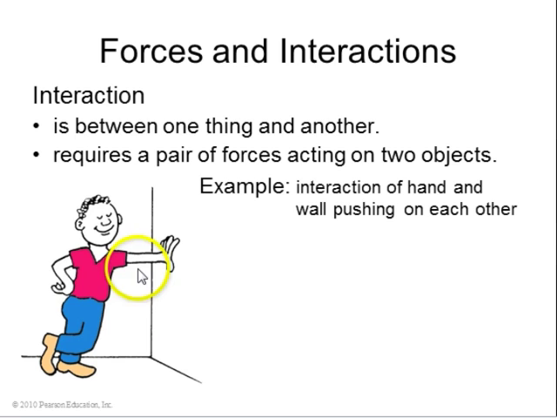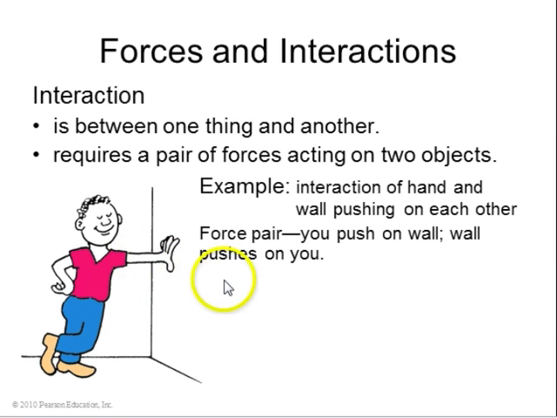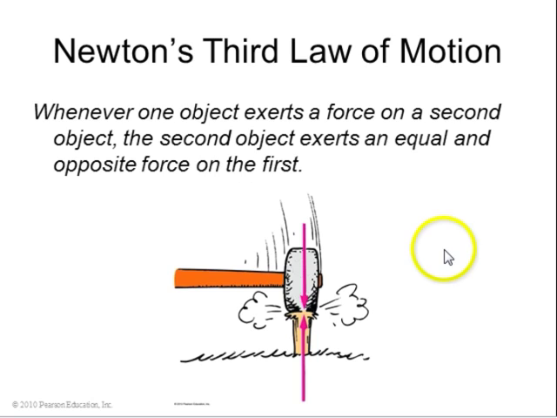Example, the hand and the wall are pushing on each other. This is a force pair. You push on the wall, the wall pushes on you. And it turns out that all forces exist in force pairs like this. So Newton's third law of motion is whenever one object exerts a force on a second object, the second object exerts an equal and opposite force on the first. Example is this hammer exerts a force on this spike. The spike exerts an equal and opposite force upward on the hammer.